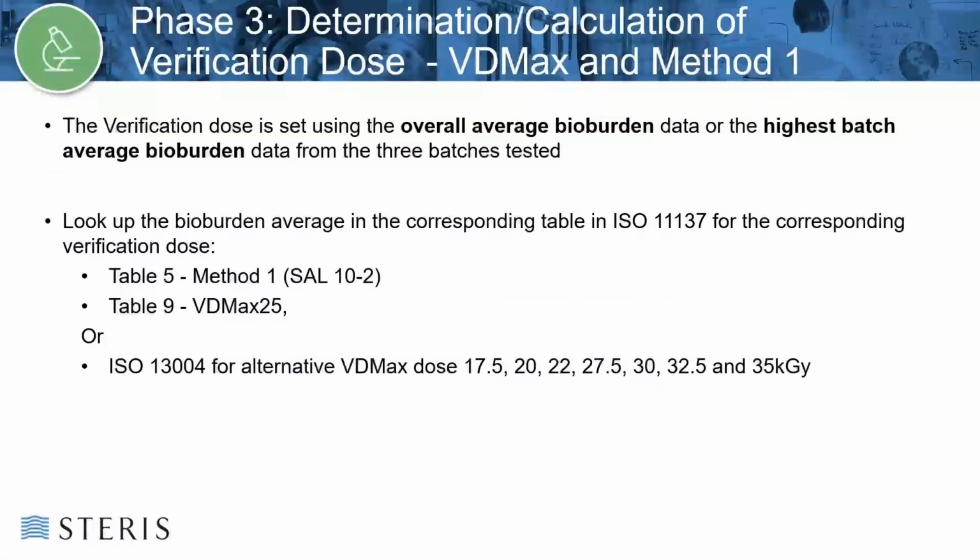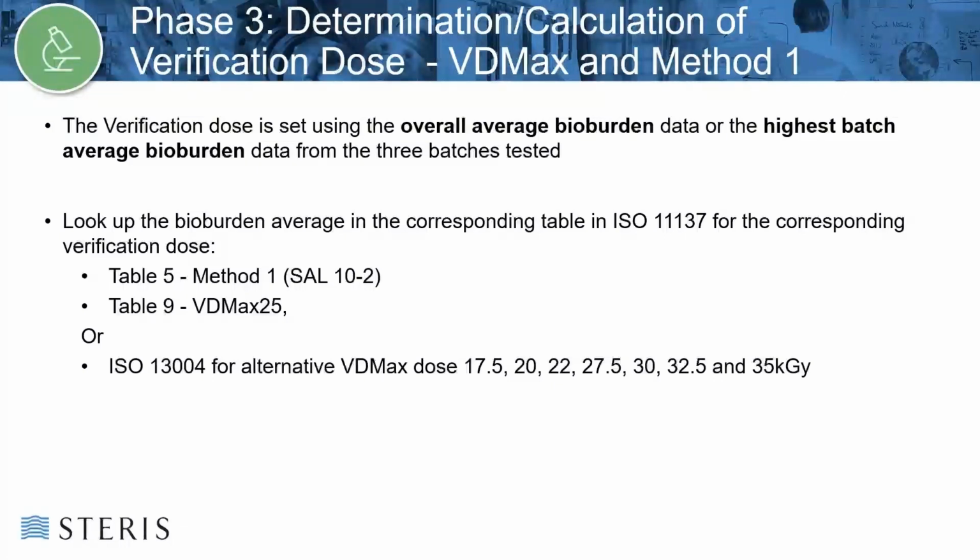In a full radiation validation consisting of 3 independent batches, the verification dose is set using the overall average bioburden. However, if any single batch of the 3 tested has an average of twice or more the overall average bioburden, then the single batch average, i.e. the highest batch average bioburden, is used for dose setting.